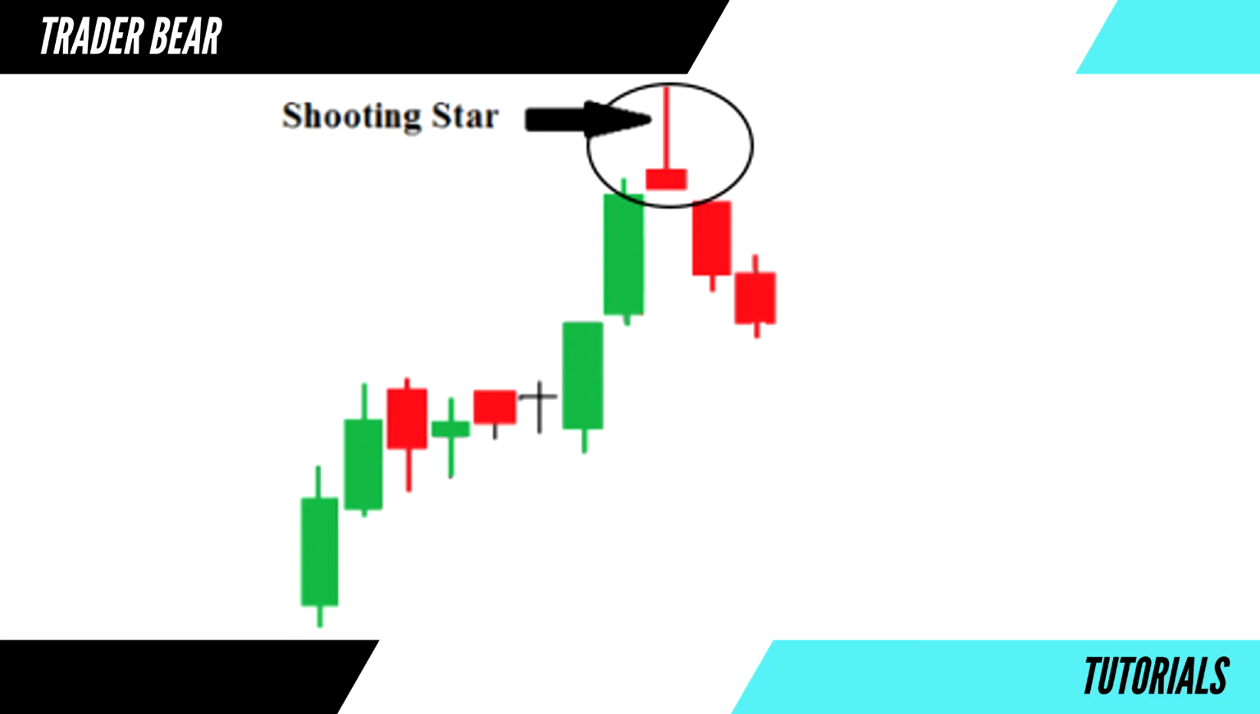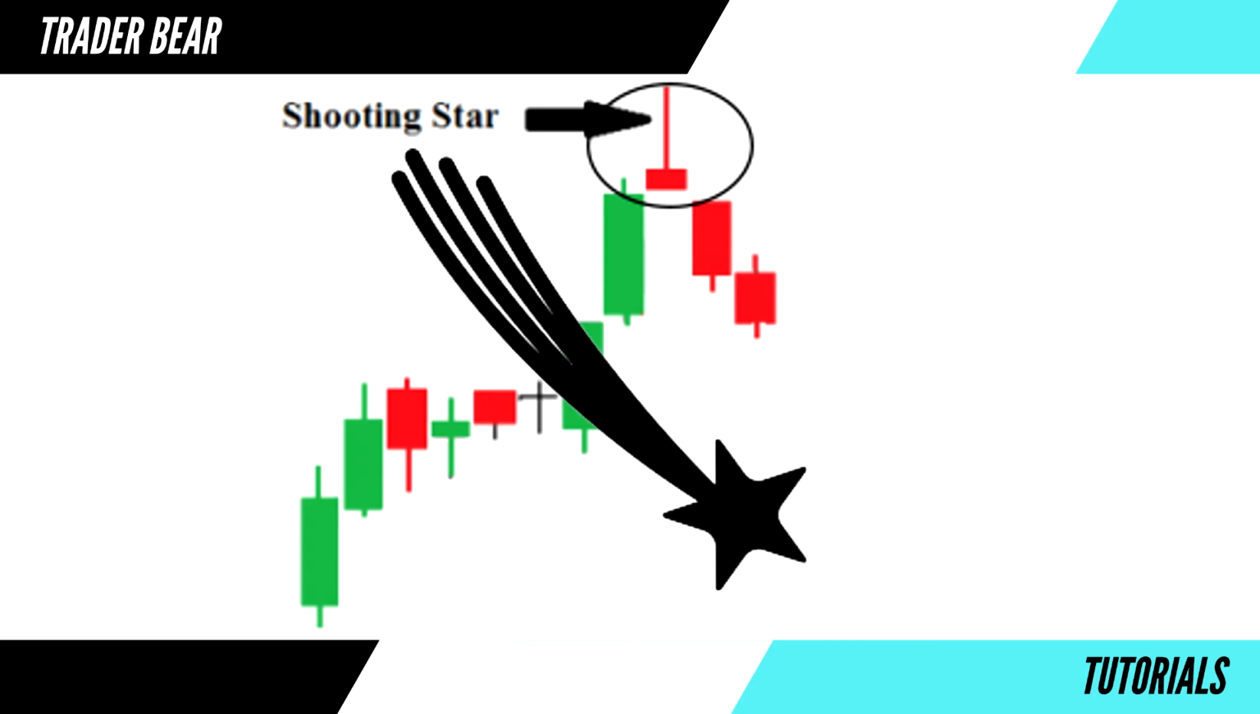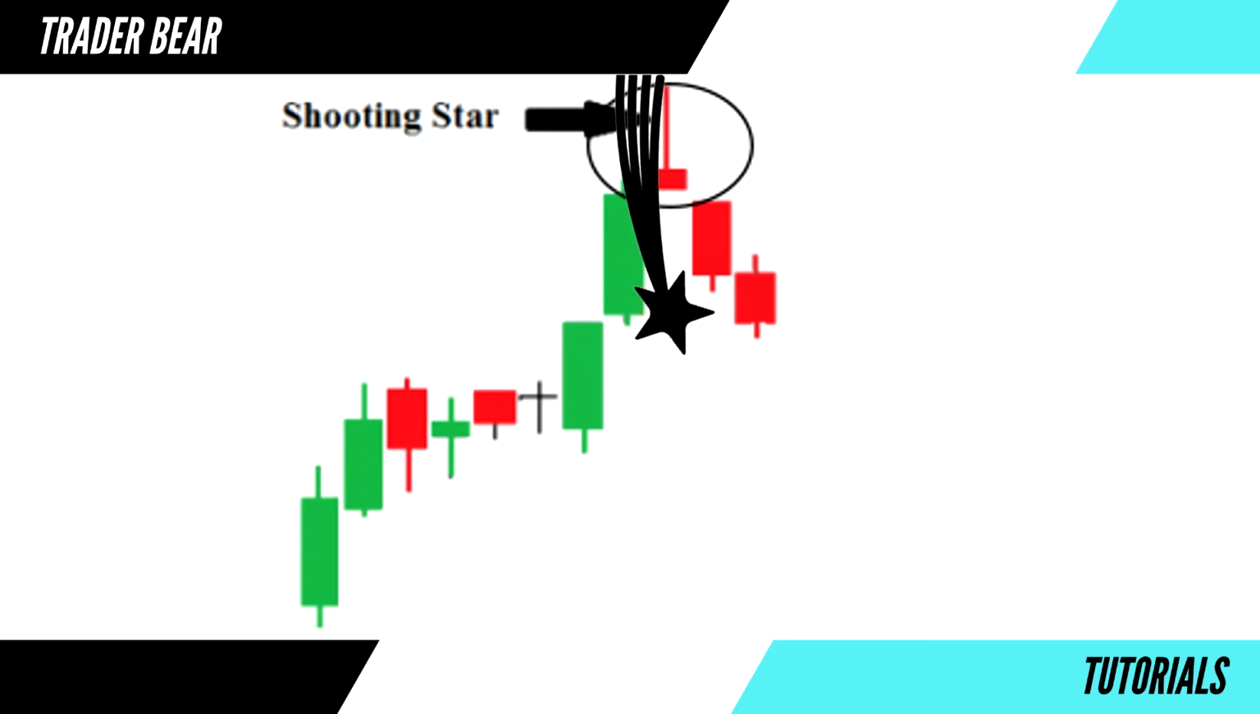When you think of the shooting star, think of an actual shooting star in the sky. You're going to see the star itself with the trail that follows behind it. This is why this reversal is called the shooting star. The markets were pushing up, sellers came in to take over, and immediately shot the price right back down. Last but not least, we have the Doji.